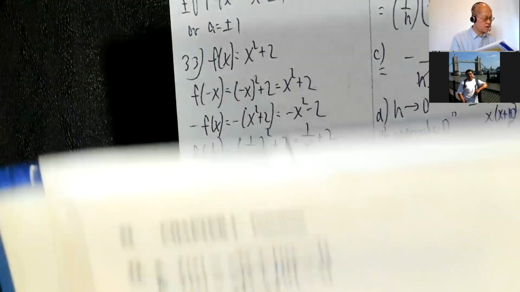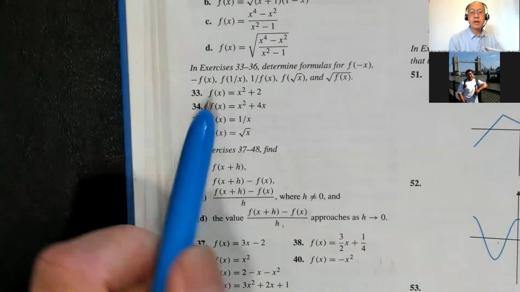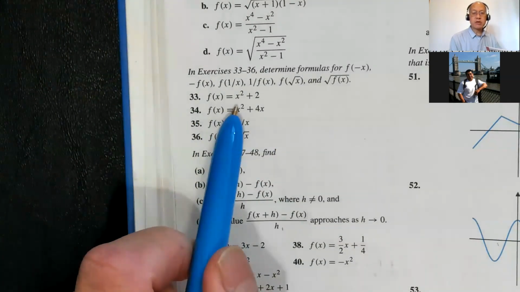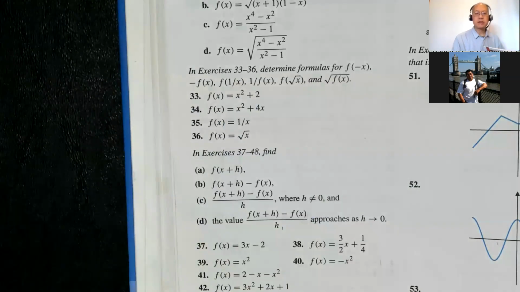So I'll show you those. They're asking me all this stuff. So f of x is x squared plus 2. What's that and that and that, blah, blah, blah. Okay, so I'll show you 33.